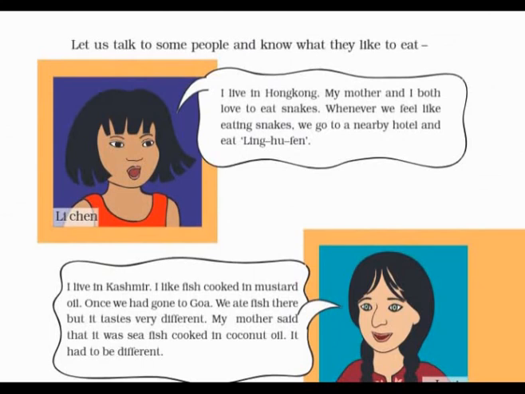Here, Lai Chin is a girl who lives in Hong Kong. She said, I live in Hong Kong. My mother and I both love to eat snakes. Whenever we feel like eating snakes, we go to the nearby hotel and eat Ling Hu Fen. Lai Chin is a Chinese girl and she loves to eat snakes, and whenever she wants to eat snake, she goes to a nearby hotel and orders Ling Hu Fen. This is the name of the dish which is made of snakes in China.